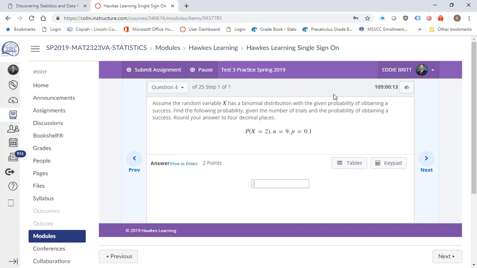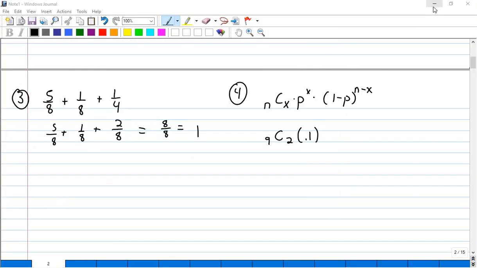The only thing it didn't tell us is what 1 minus P is, but we can figure that out. And we also have to remember to raise the 0.1 to the X power. So that's going to be to the second power. And then times 1 minus P, which is 1 minus 0.1. 1 minus 0.1 is 0.9. So it's going to be 0.9 to the N minus X power. So 9 minus 2 is the 7th power.